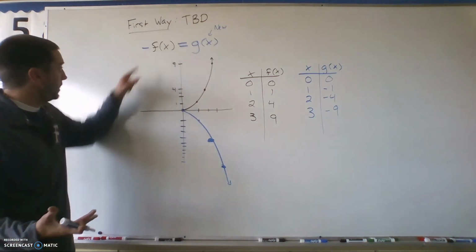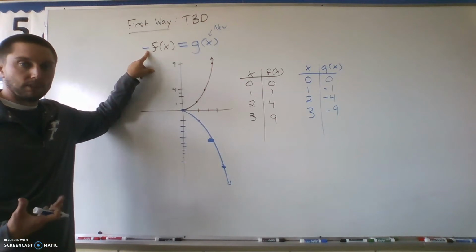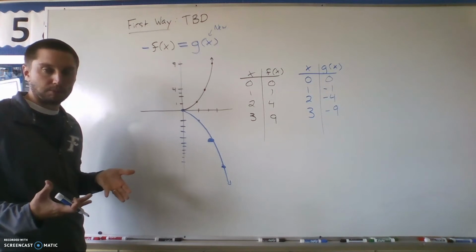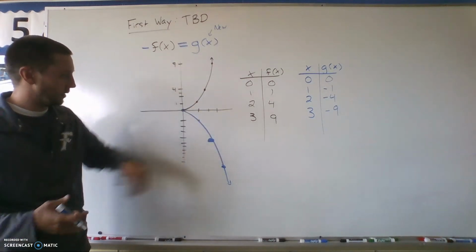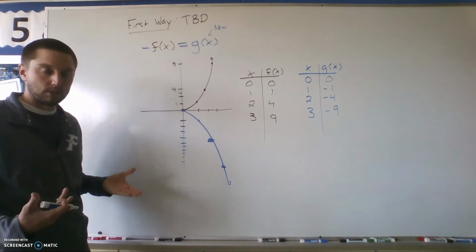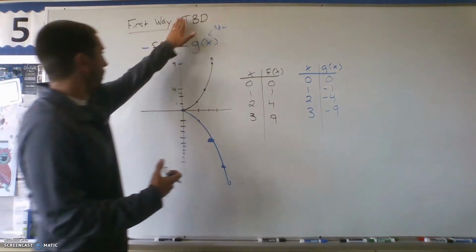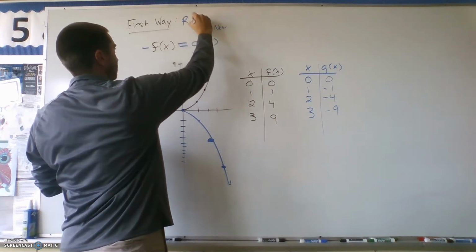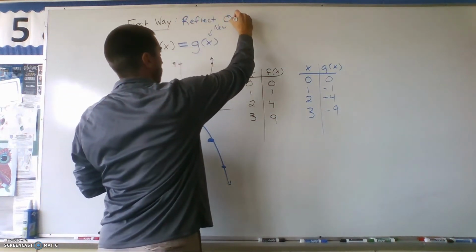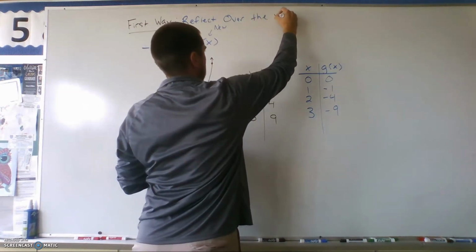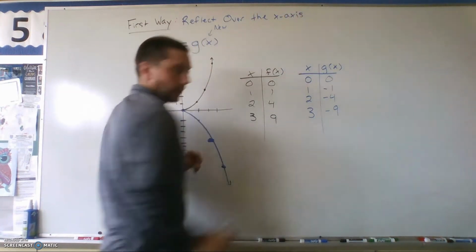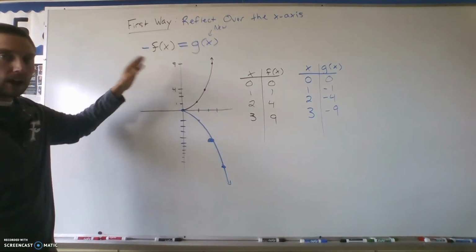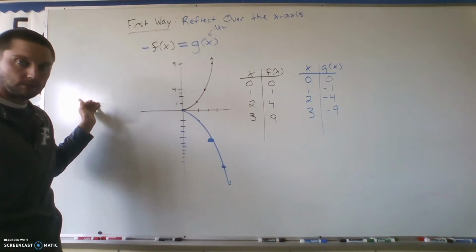What did you see when we threw a negative out in front of the whole function? And what you should have seen, and if I drew a little bit more precise, is this was a reflection over what? Over the x-axis. Okay, so the first way we can reflect a graph is we can reflect over the x-axis. Okay, and how do I do that? I do that by taking a negative and putting it out in front of the entire function.